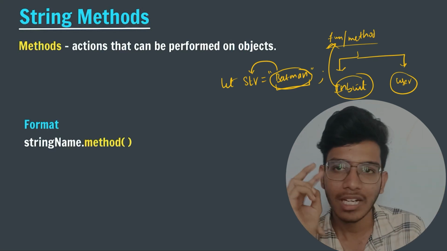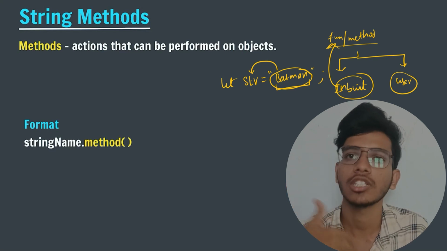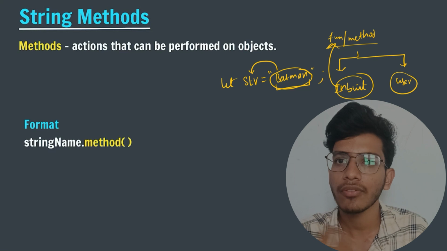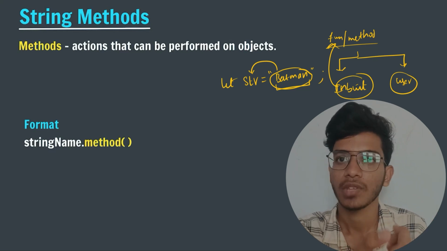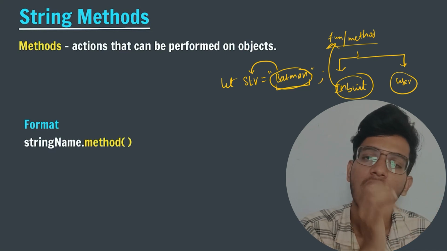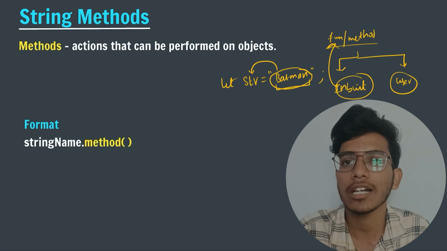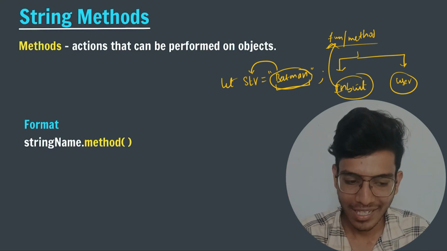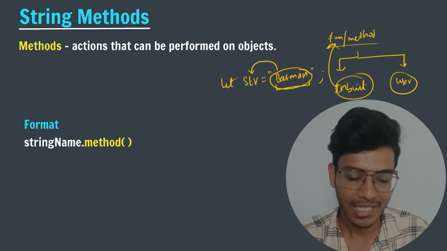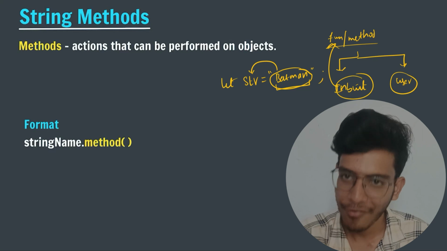Okay, now there are two types of functions. First one is the inbuilt function, and the second one is the user defined function. Inbuilt functions are the functions which are pre-built by that particular language, and user defined functions are the functions which are written by the programmers. Okay, clear. Now in this, we are going to study string methods, or you can call them string functions.